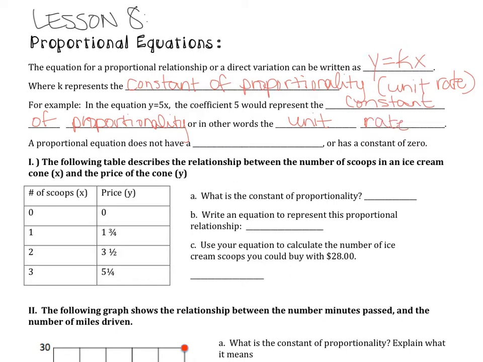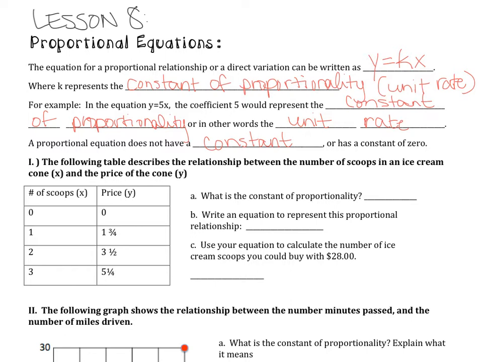A proportional equation does not have a constant. We're not adding anything to it. That's just a naked number. The way we can think about it is that it has a constant of 0. So y equals kx plus 0. But we don't really need to write that plus 0 business, so we just leave it alone. Let's look at number 1.